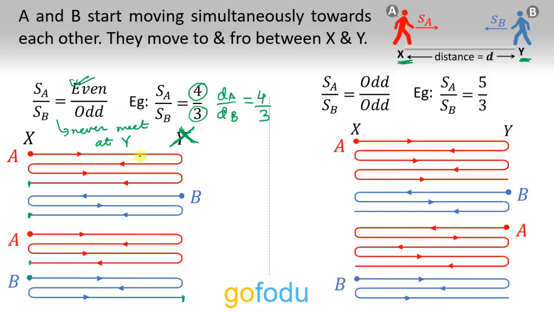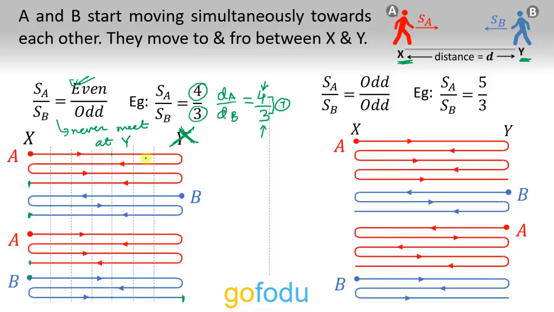Let's mark all the meeting points. I have divided this whole path into 7 equal parts. Why 7 parts? 4 plus 3 is 7. So I have divided the path into 7 equal parts. In the time when A covers 4 parts, B will be covering 3 parts. So A covering 4 parts will reach here. B covering 3 parts will also reach here. So first meeting is going to happen here.